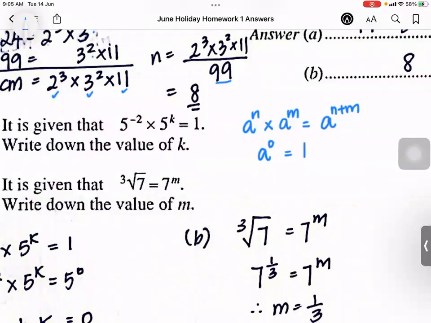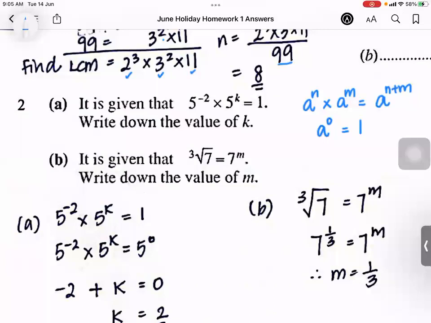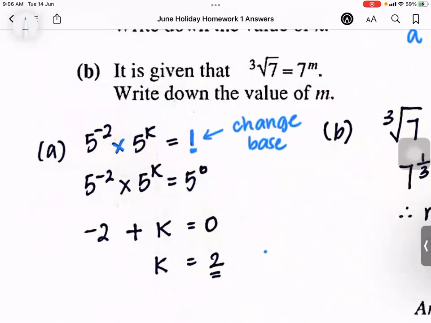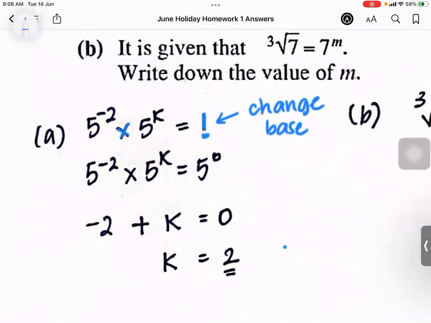So in this case, we need to use these two concepts over here, right? What we're going to do, this is multiplication, and then this one is 1. You notice this is not of the same base, so we need to change this base. Change to base 5, right? And 1 is 5 to the power of 0. So now all of them are of the same base already.